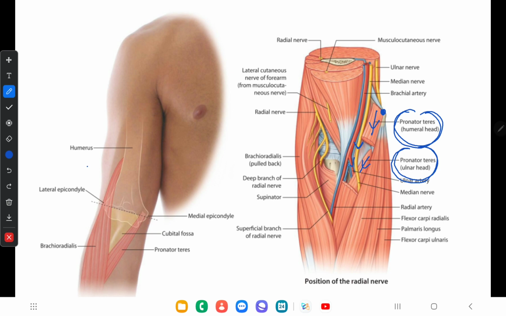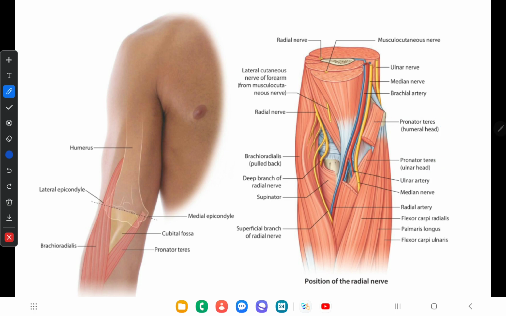You can see this is the ulnar artery. This ulnar artery goes deep to the deep head of pronator teres. This is the deep head of pronator teres, and the ulnar artery goes deep to it. So the deep head, or ulnar head, of pronator teres separates the ulnar artery and the median nerve.